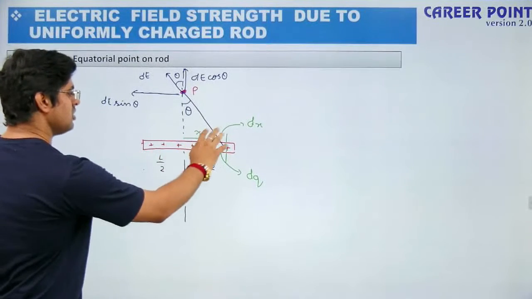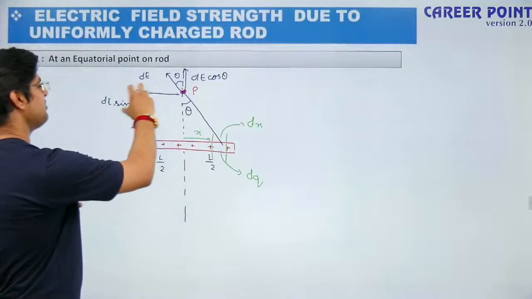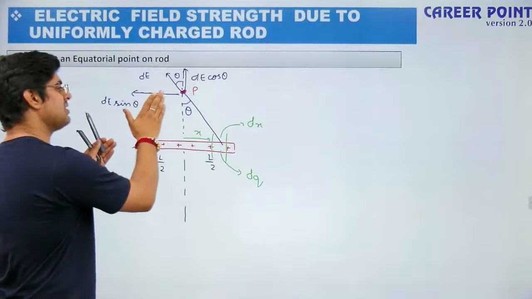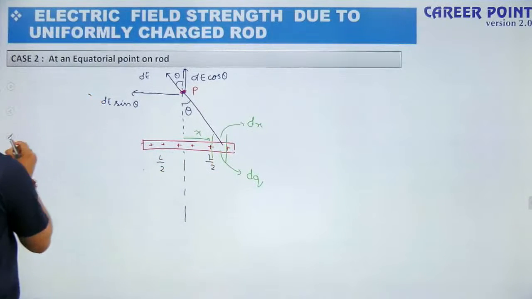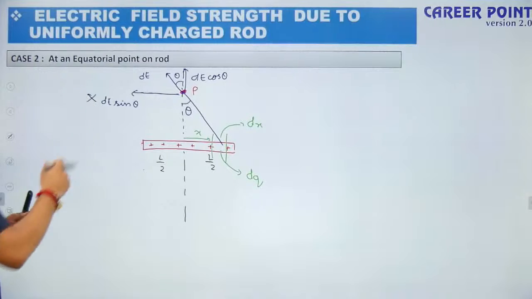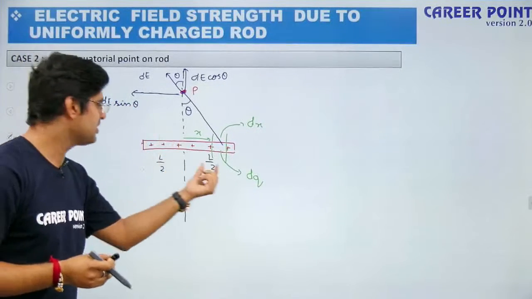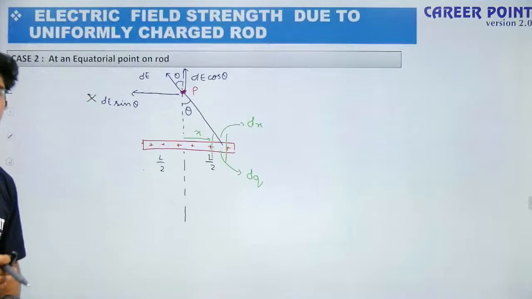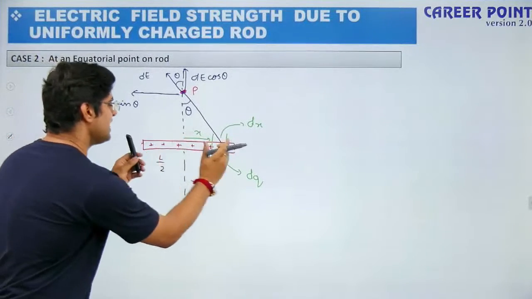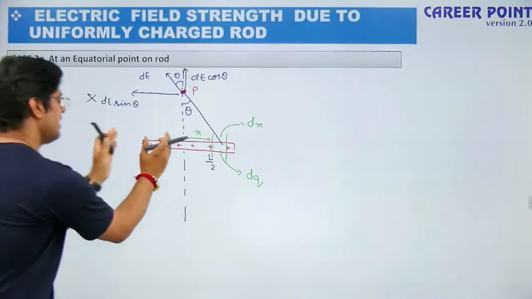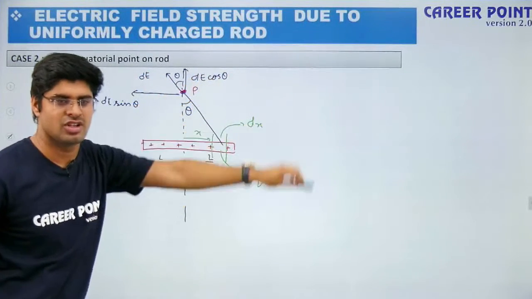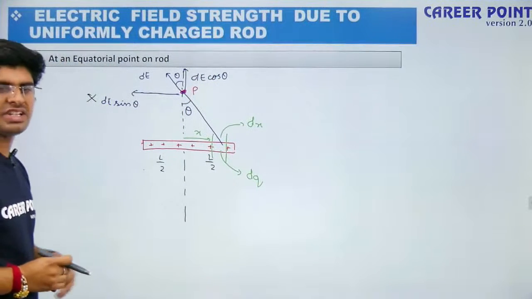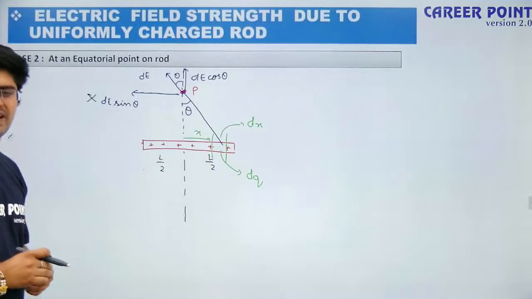In that case, this side of the elements will give horizontal electric field in the left direction, and this side of the elements will give horizontal electric field in the right direction. So this dE sin theta is going to be cancelled. I don't have to worry about this component of electric field due to this element, because overall if I integrate for the whole rod, dE sin theta is going to be cancelled due to symmetry. Okay, so now what is left? Only dE cos theta will be left. So I will integrate dE cos theta for the whole rod and then we will proceed.